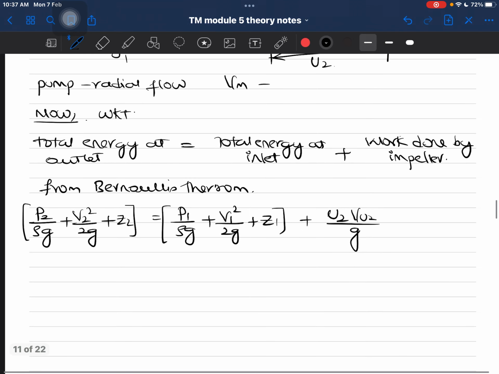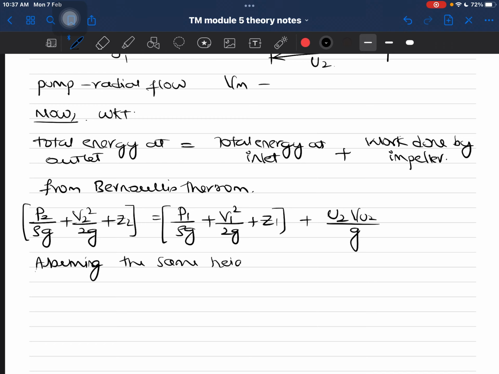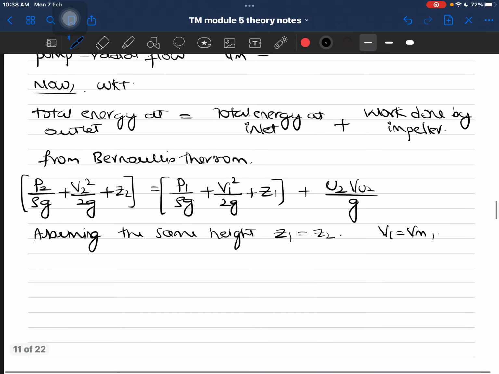So now from this, Z1 and Z2 will be at the same level. So assuming the same height, Z1 would be equal to Z2 and V1 would be equal to Vm1. So what would be the above expression then?